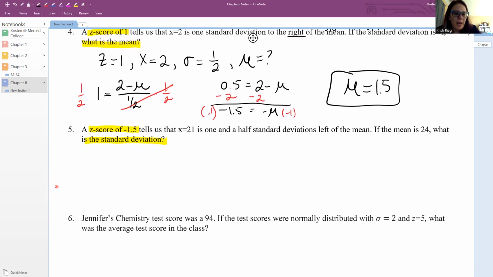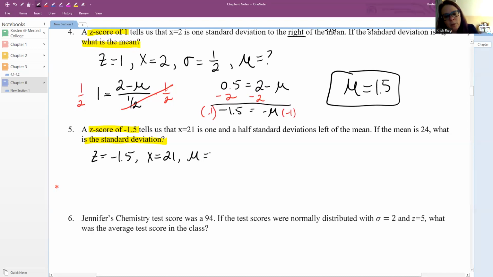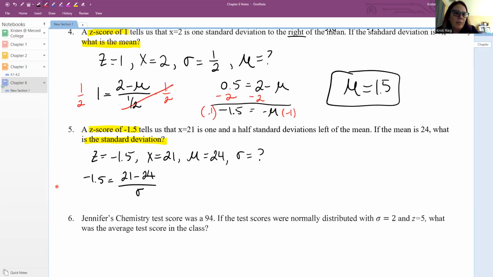Okay, so here we have z equals negative 1.5, x equals 21, mu equals 24, and we want to know what the standard deviation is. So we have negative 1.5 equals x minus mu, 21 minus 24, all over sigma. I need to undo the fraction first, so I'm going to multiply both sides by sigma, and I get negative 1.5 sigma equals, and then 21 minus 24, that's -3.